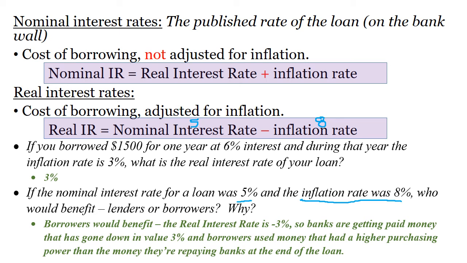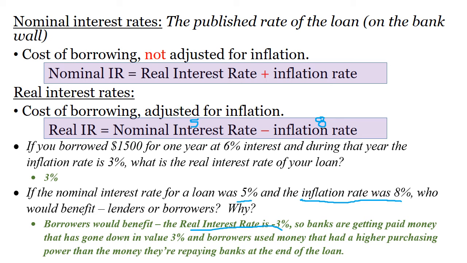And here's a mathematical explanation of why borrowers benefit. In this case, the real interest rate is -3%. So that means that the value of the money the banks actually get paid back is negative 3%. It's gone down in value 3% from the money that they gave the borrower at the beginning of the loan. And the borrower was able to use that money.